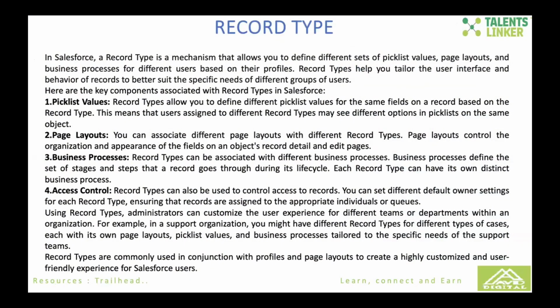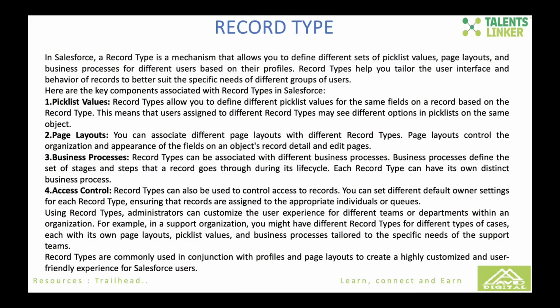The record type is what we've done in the past. A record type is a mechanism that allows you to define different sets of pick list values, page layout, and business processes. That was what we did when we created different pick lists, production and installation, at the same time assigning to a page layout. Then when we assign it to a page layout, at the end of the day, we have different record types on our project object. One is called installation, another one is production. That's one good thing we've done practically.